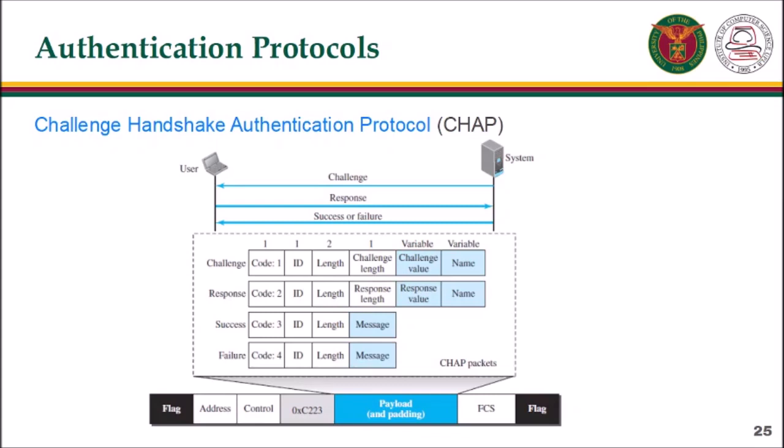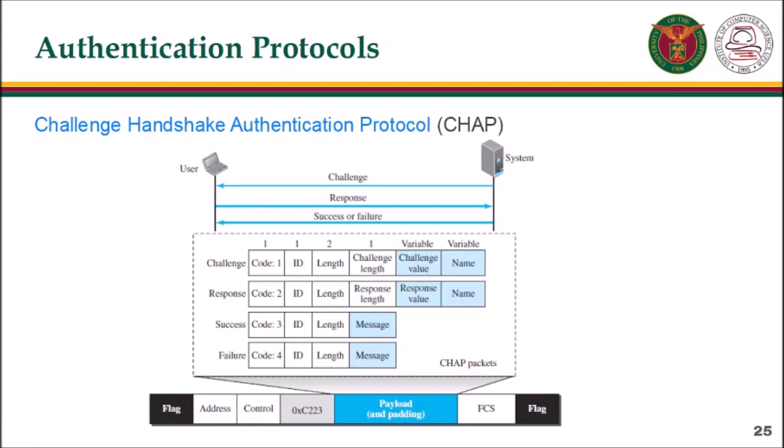It applies the same function to the password of the user, which is also known to the system, and the challenge value to create a result. If the result created is the same as the result sent in the response packet, access is granted. Otherwise, it is denied. CHAP is more secure than PAP, especially if the system continuously changes the challenge value. Even if the intruder learns the challenge value and the result, the password is still secret.